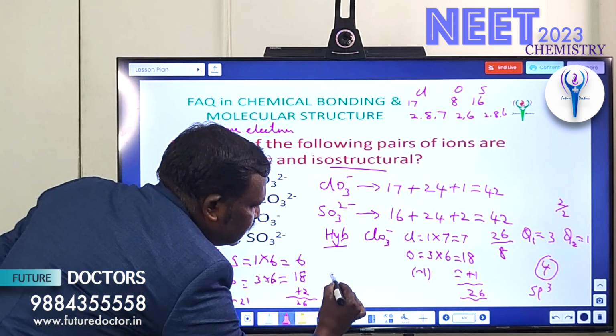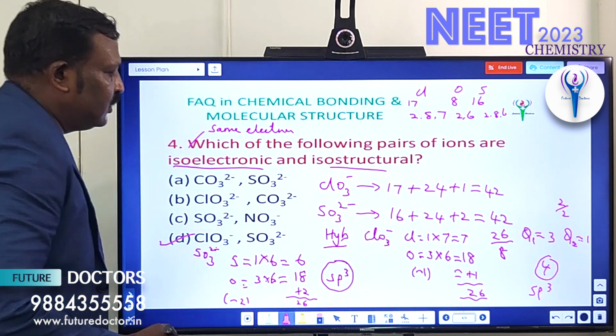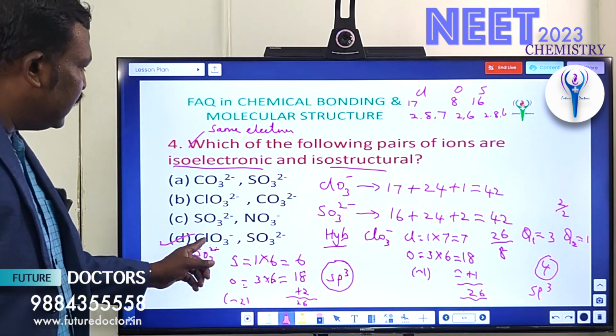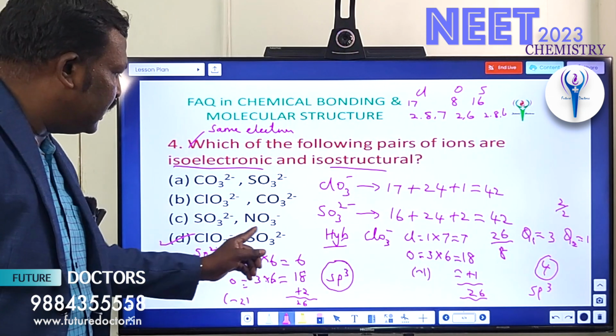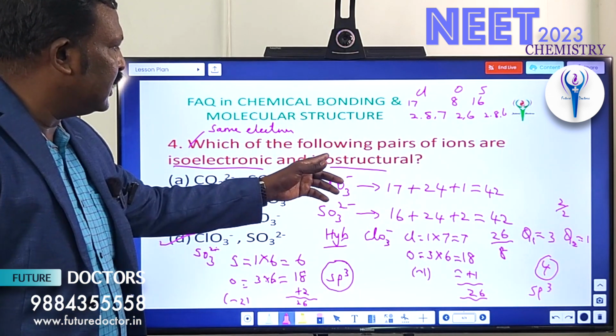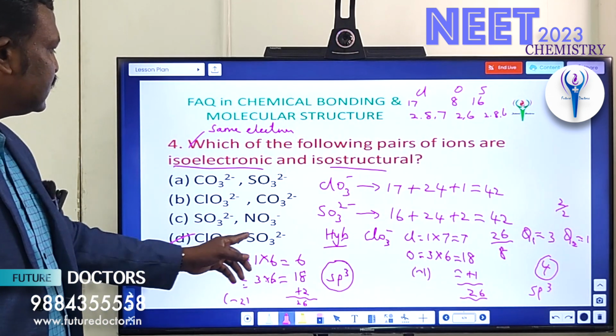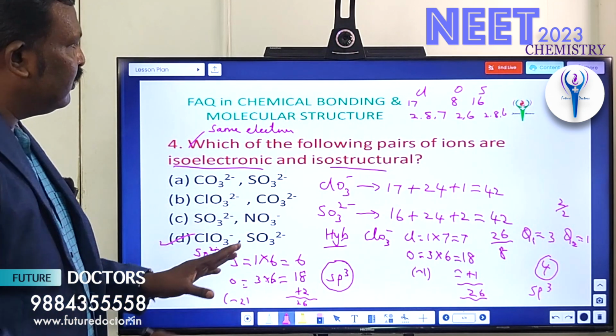We can say this also has sp3 hybridization. So ClO3 minus and SO3 2 minus have the same kind of hybridization. If they have the same kind of hybridization, both have the same shape. So this is the answer for this. Likewise, you can find out the other one.